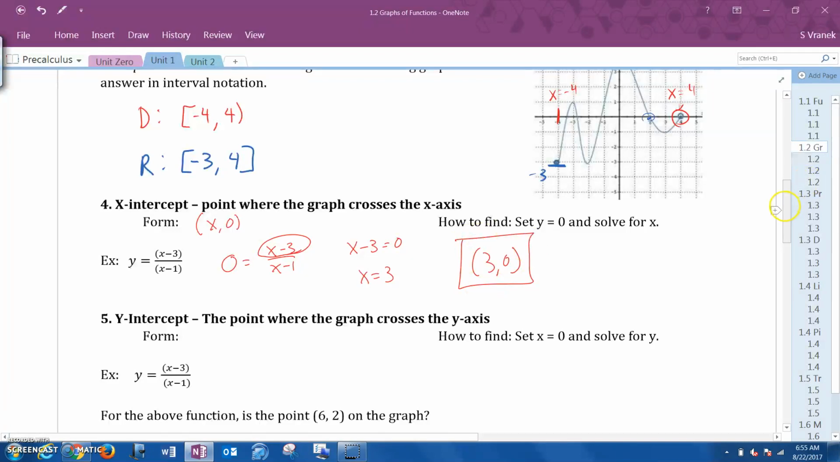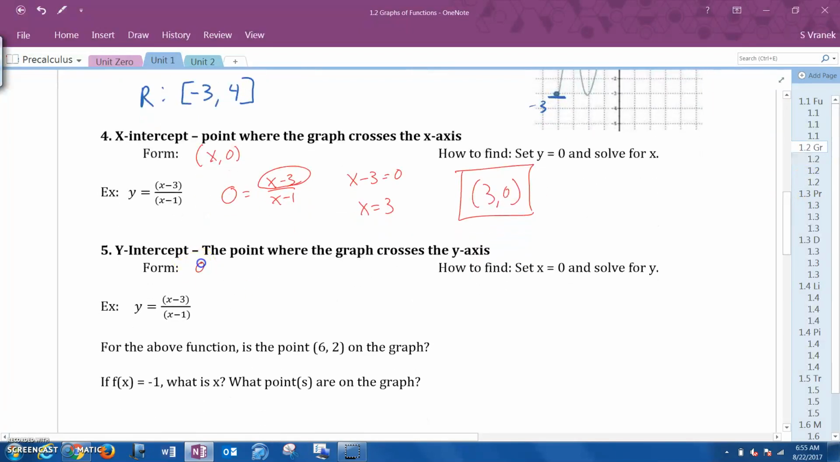The y-intercept is the opposite. It's in the form 0 for x and y for the y. And to find it, you make x is 0. So when I make x is 0, I get 0 minus 3 over 0 minus 1, which is negative 3 over negative 1, which is just 3, which means that the coordinate of the y-intercept is 0 comma 3. So that is the x and y intercepts.